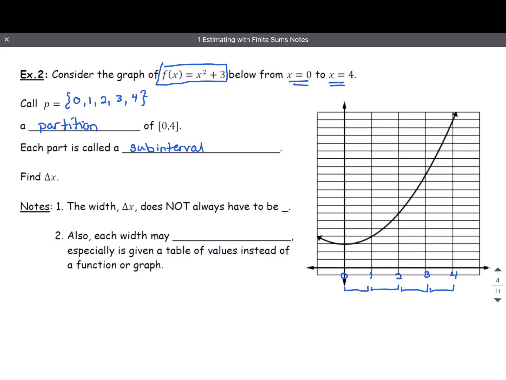Now the change in x from 0 to 1, we changed by 1. From 1 to 2, we changed by 1. From 2 to 3, by 1. From 3 to 4, by 1. So it's very consistent in this one. The delta x is always 1. Now note, the width delta x does not always have to be 1, nor does the width always have to be the same for each one. That'll come later. So each width may not be equal, but we are going to start with equal widths. We'll keep it simple to begin with.